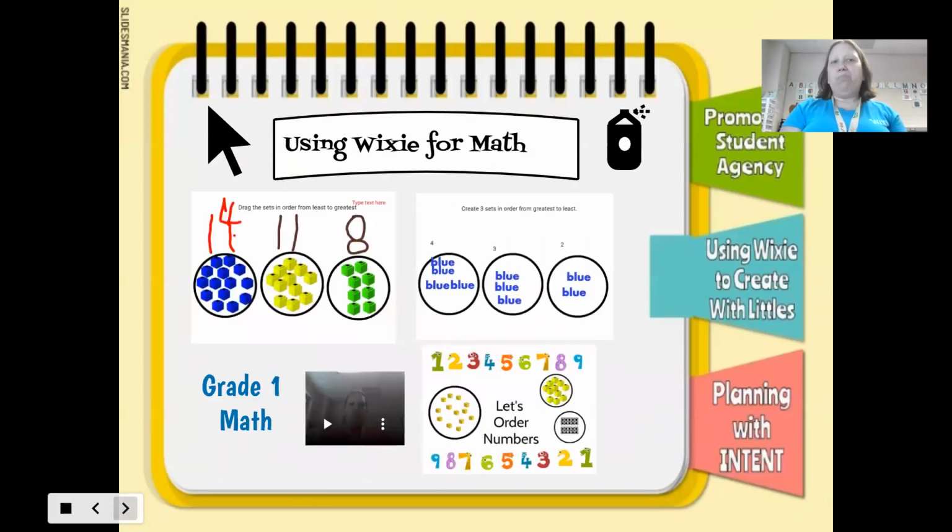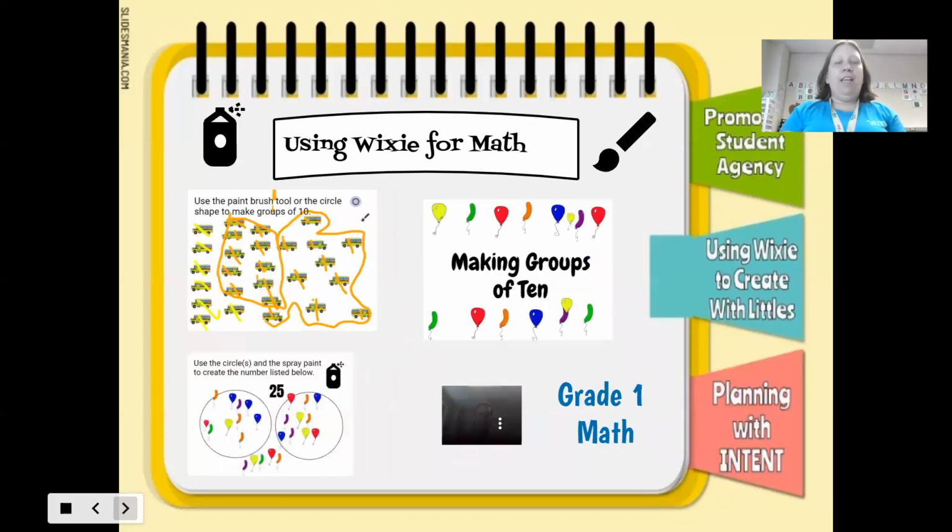First grade math. Students drag these sets to put them in order first. And in this one, they created sets using the cloning or the duplicating feature to show greater to less or least to greatest, depending on the activity. In this one, students use the paintbrush tool to circle groups of 10. Later on, they used the spray paint to show groups of 10 in circles and then the extra ones outside.